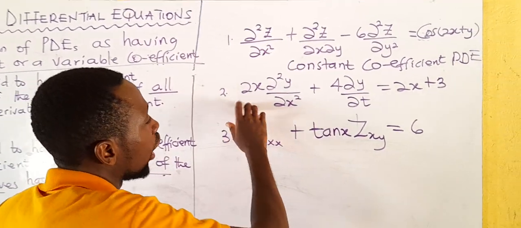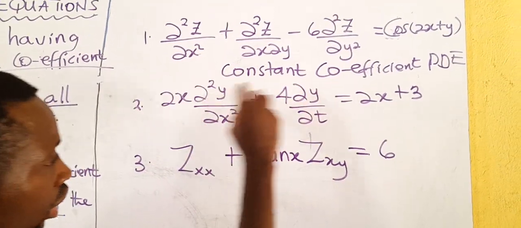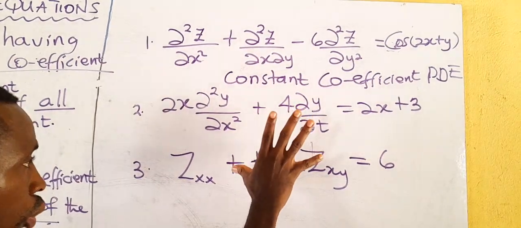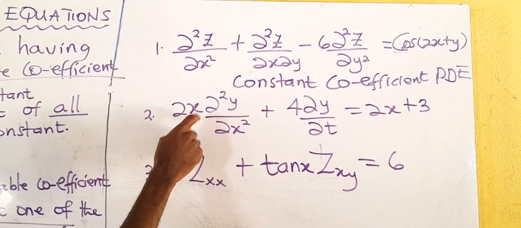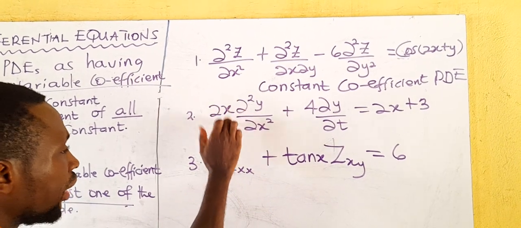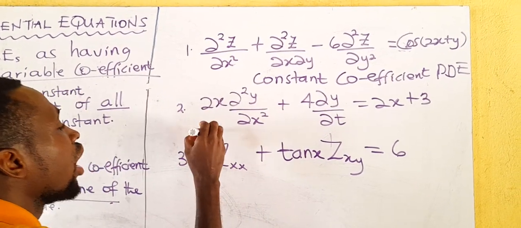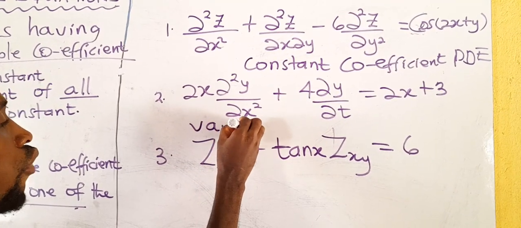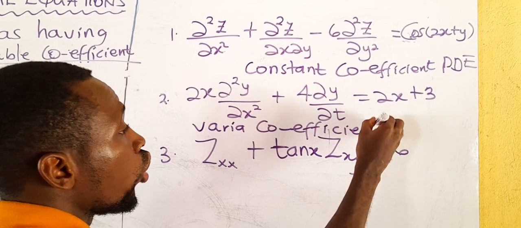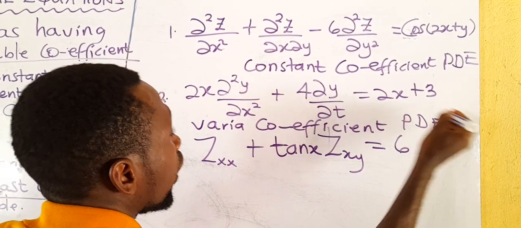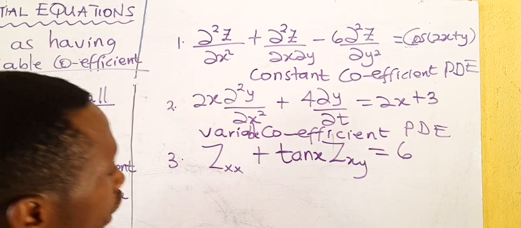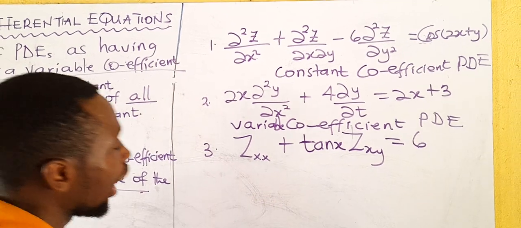Now let's check the second one. Look at this. This is a partial derivative, and it's another partial derivative. So our attention will be on that. This partial derivative, the coefficient is constant, no problem. But however, check this partial derivative. It has a variable attached to the coefficient. So this PDE is said to have a variable coefficient. And we can say this PDE is a variable coefficient PDE. Let's check the last one.